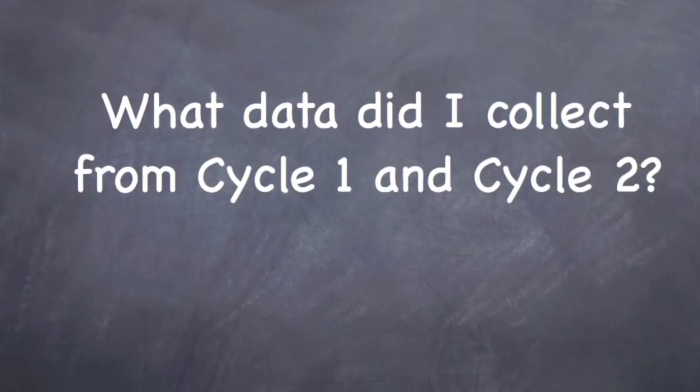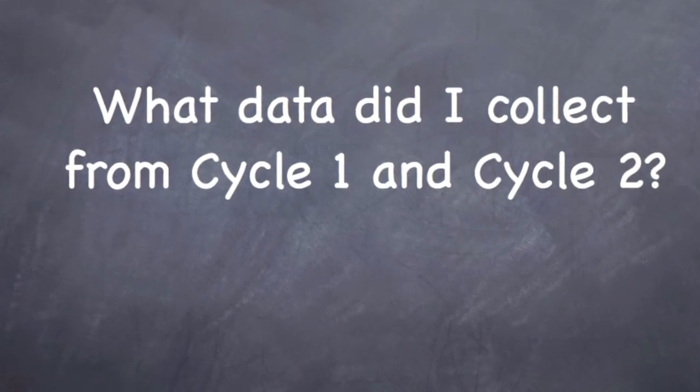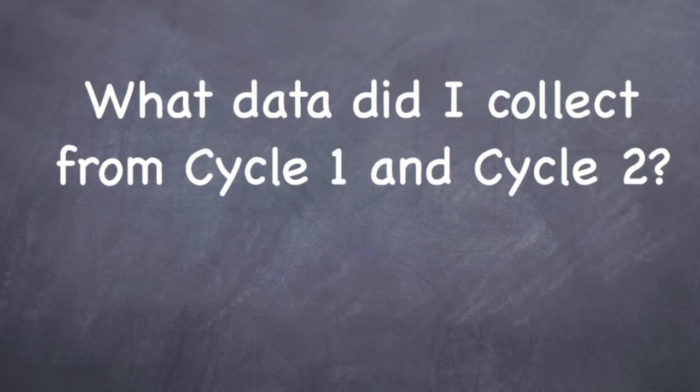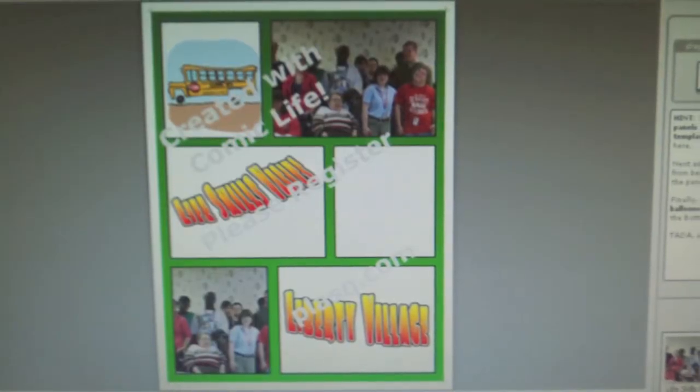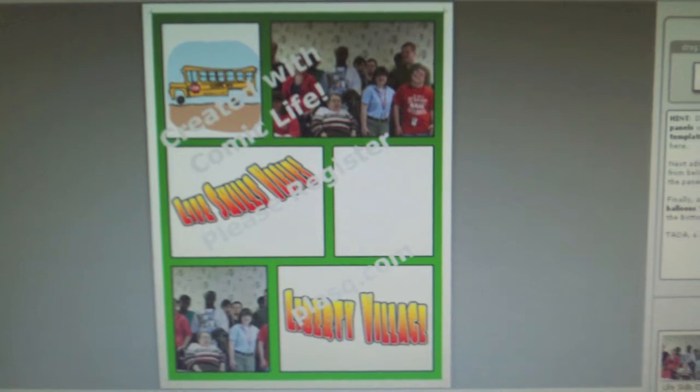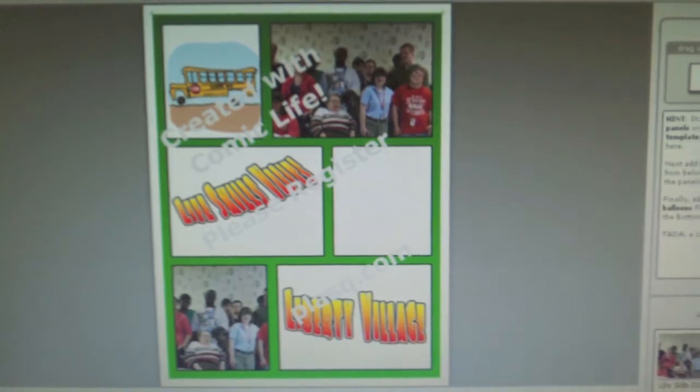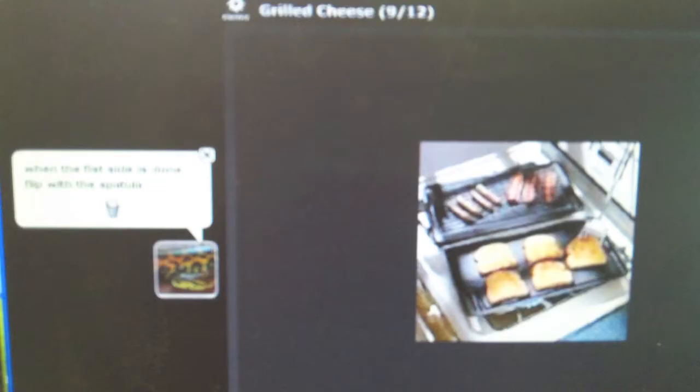So what data did I collect from after Cycle 1 and Cycle 2? Well, at the end of Cycle 1, the data showed that 20% of my students found Comic Life was a lot of fun, and 13% loved how you can add words to your comic. 29% of my students, when using VoiceThread, thought it was hard to use, and 14% thought it was okay. 36% liked making comments on their peers' VoiceThreads.